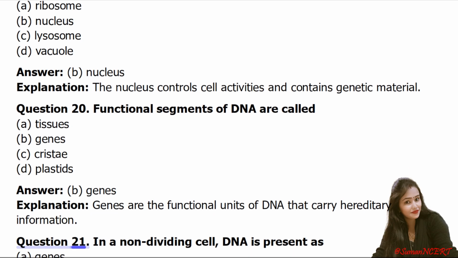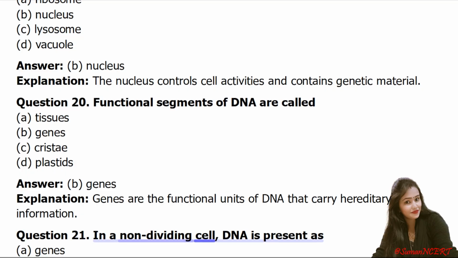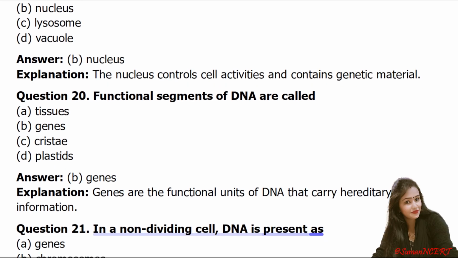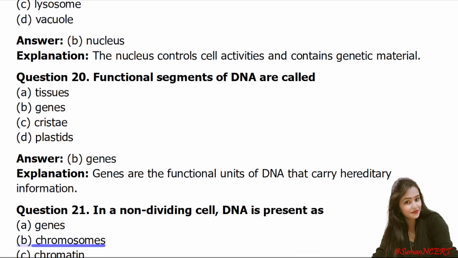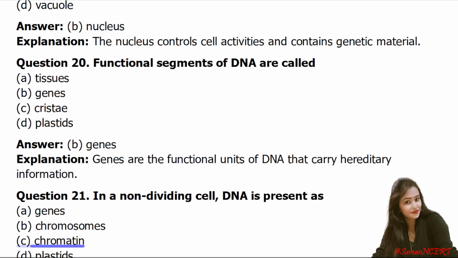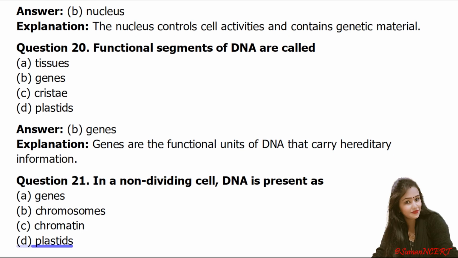Question 21. In a non-dividing cell, DNA is present as: A. Genes. B. Chromosomes. C. Chromatin. D. Plastids.